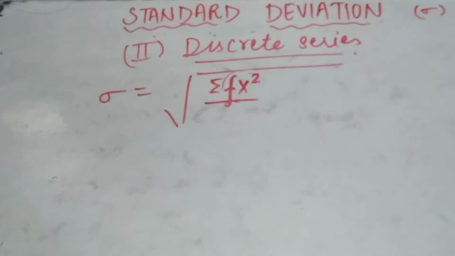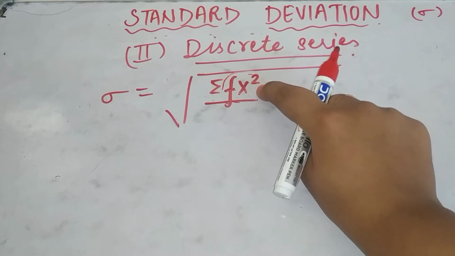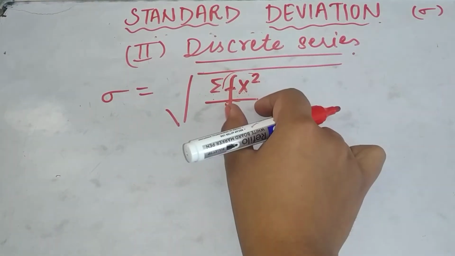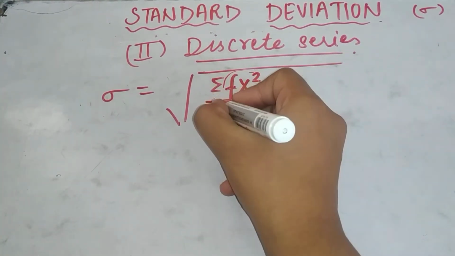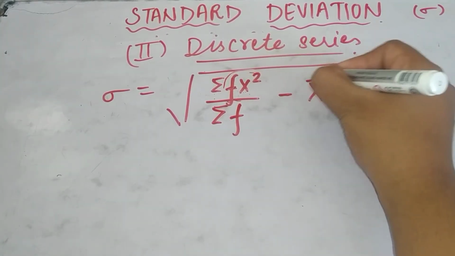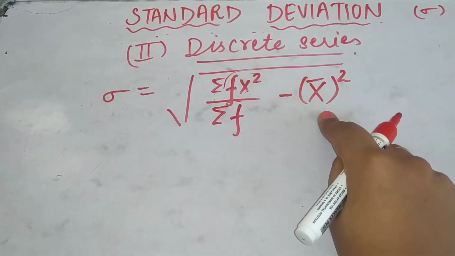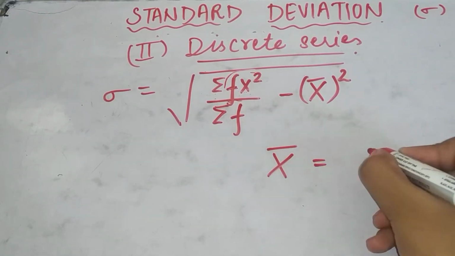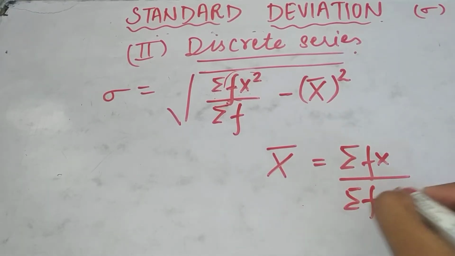Okay, first we will square the values of x, then the values of x square will be multiplied with f, we get the value for fx square, then its summation. Got it? Now upon summation f minus mean square. So how will we get the value for mean in case of discrete series? This is calculated as summation fx upon summation f.